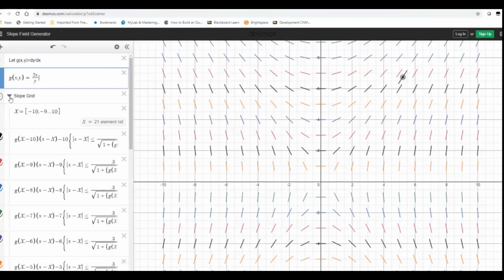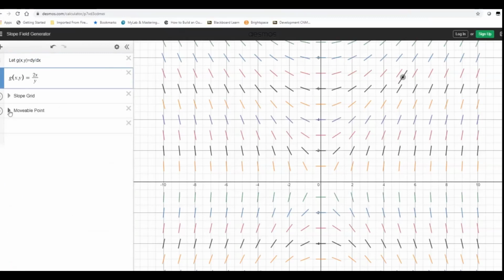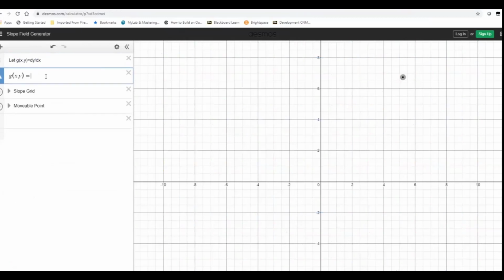You can mess around with this stuff. Whoever made this had to program all this, so it's maybe a bit tedious there, but really the only thing you need to worry about is whatever differential equation you're going to plug in here, you would enter it right here. Okay, and then that would produce the slope field.